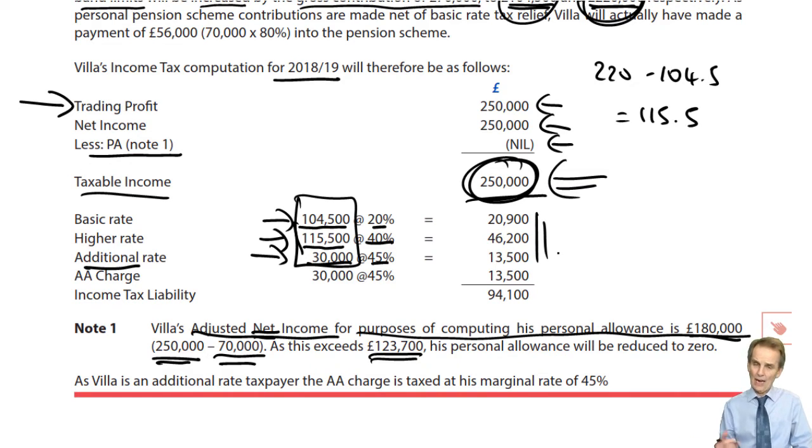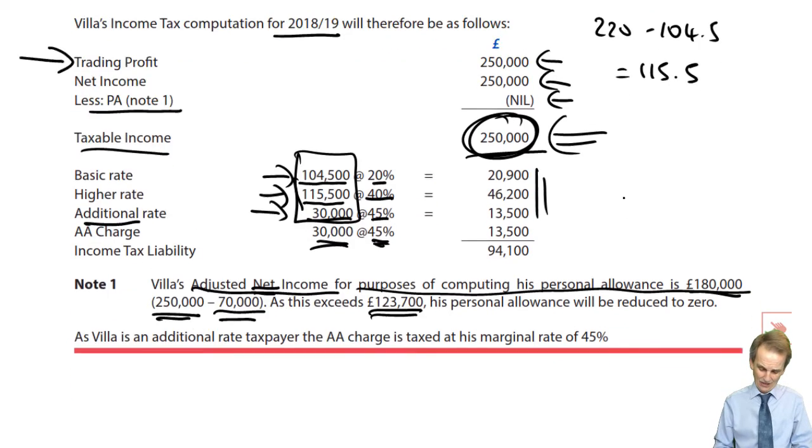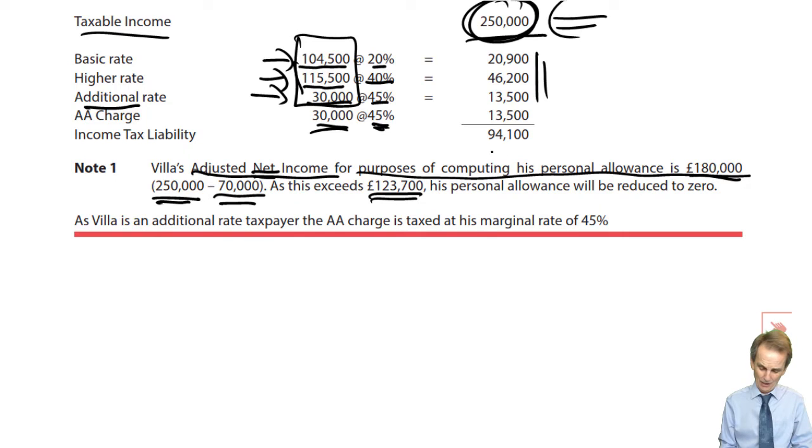So having done that, we now bring in the AA charge on top of that, and hence why we talk about being taxed at the marginal rate of tax for the taxpayer. Now that marginal rate, as we can see, for what is an AA charge of 30,000 is 45%. Add that in and get your overall income tax liability here, inclusive of that AA charge.